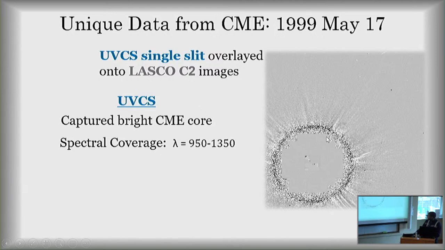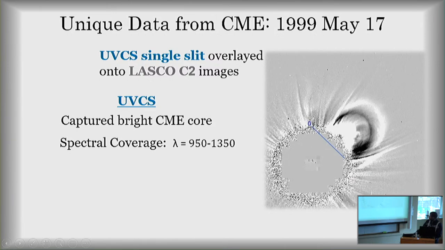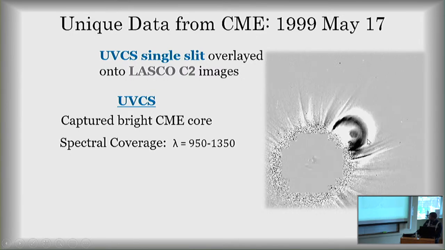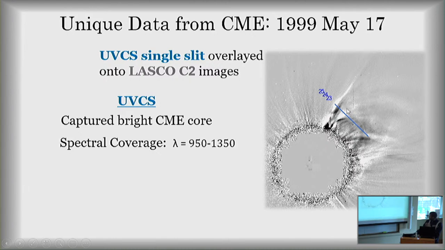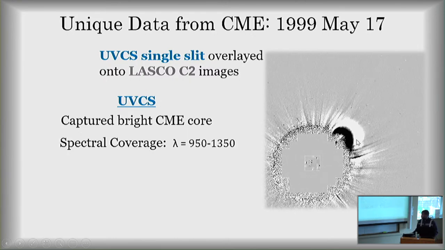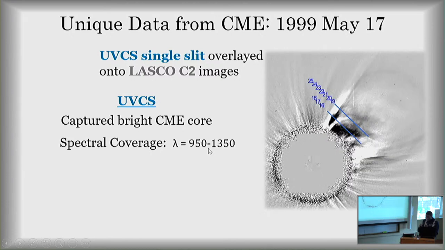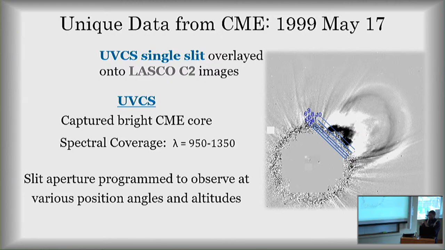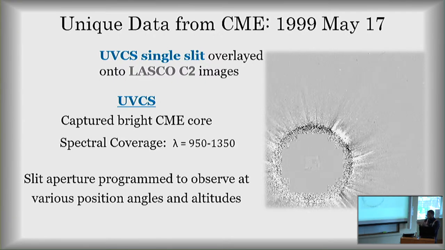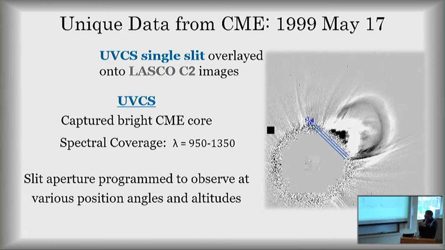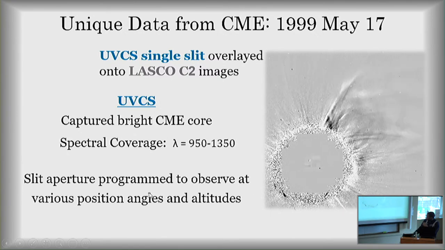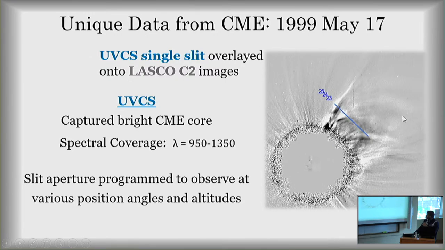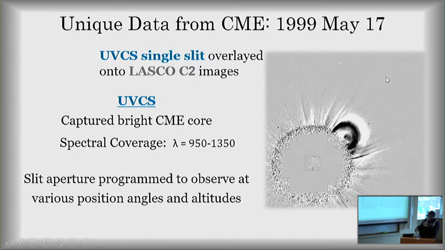With UVCS and this particular data set, these blue lines only captured the prominence core, so only the bright CME core is captured. With UVCS, we have a spectral coverage between 950 angstroms and 1350 angstroms. One thing I'll mention is that UVCS's observing program is written such that the slit is programmed to observe at different altitudes, so you're seeing the slit shifting up and up in the corona.